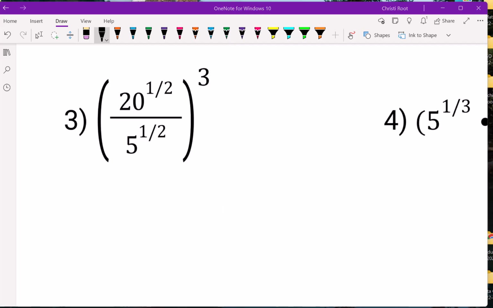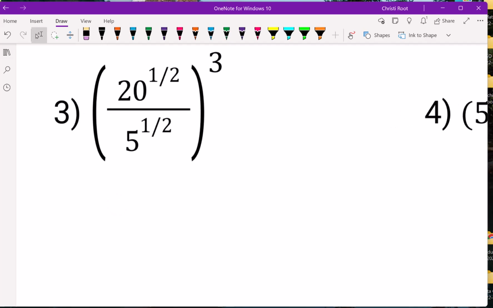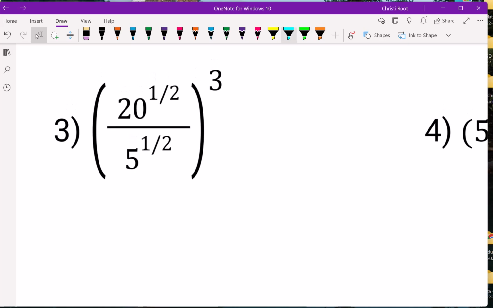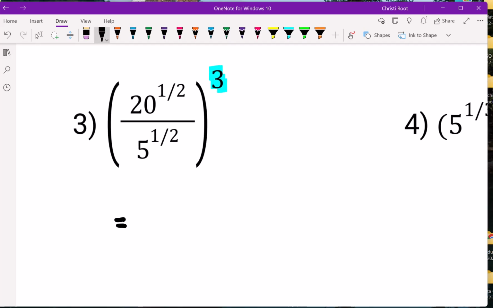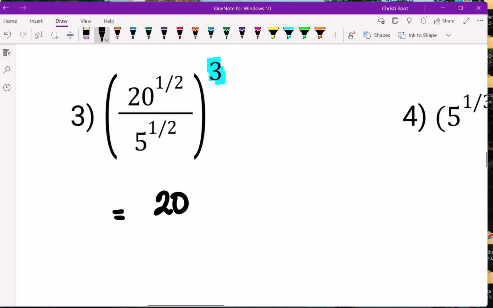Okay, so question number 3. It doesn't have the same base. 20 and 5 are not the same. So I'm going to have to take a different approach. So what you could do is you could do a power to a power. So y'all see that 3 hanging out right here? I'm going to multiply all of the exponents by 3. Okay? So that's going to be 20 to the power of, and you can use your calculator, 1/2 times 3. That's just 3 over 2.